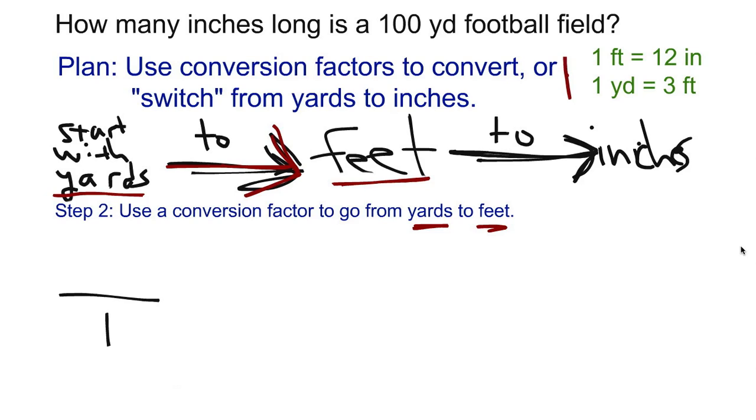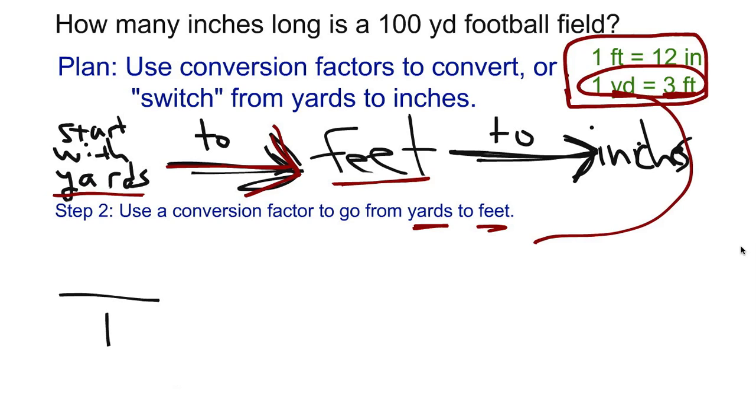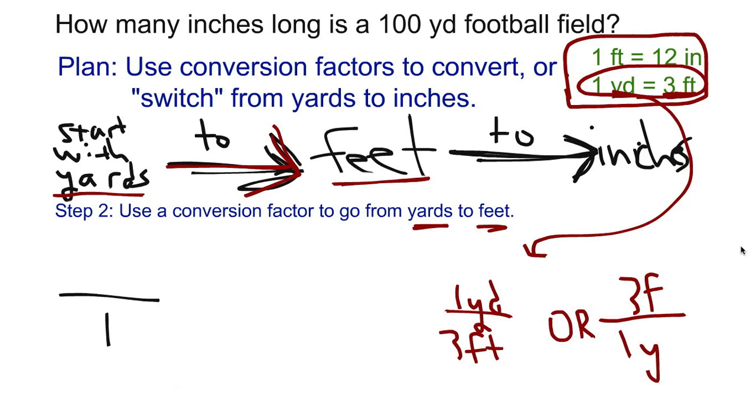So we look up here at our known equalities and we ask ourselves, which one is going to help us go from yards to feet? And it's this one. So I'm going to take this and I'm going to figure out the conversion factors. The first conversion factor is going to be 1 yard divided by 3 feet. And our second conversion factor, because all equalities have 2 conversion factors, is going to be 3 feet divided by 1 yard.